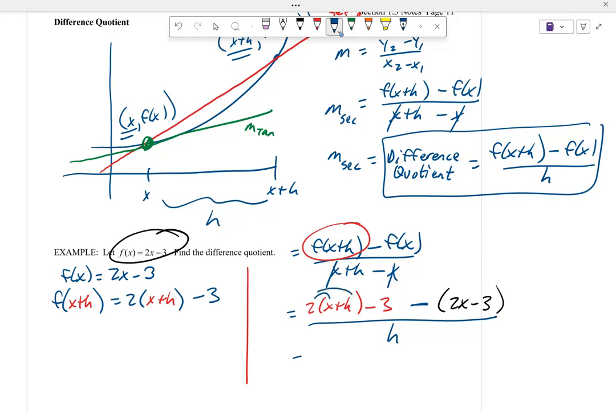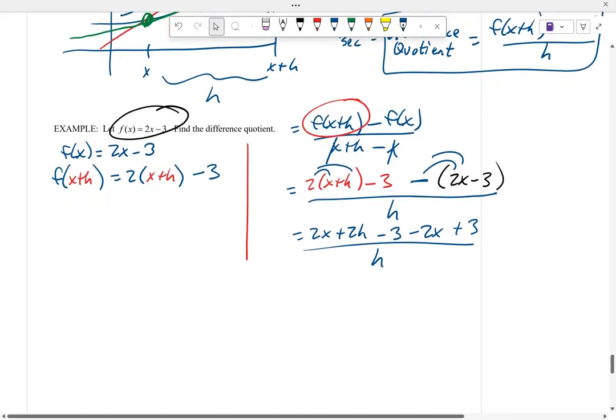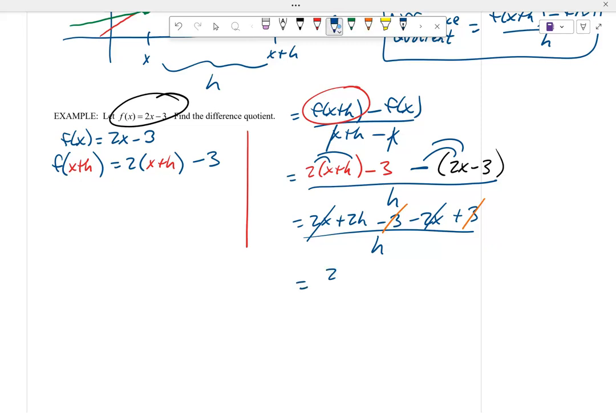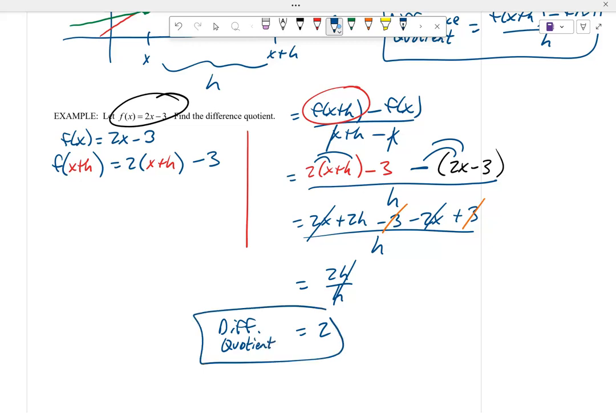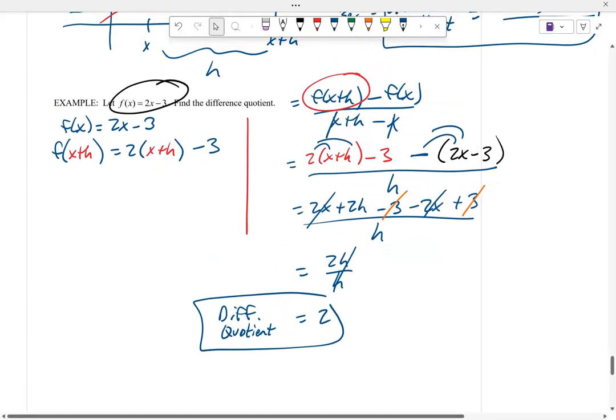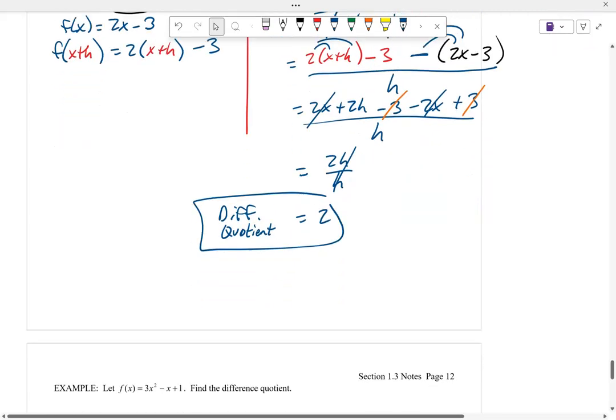And now we're just going to simplify this. So we've got 2x plus 2h minus 3 minus 2x plus 3, all over h. And the idea is you're trying to get that h to cancel on the bottom, but let's go ahead and simplify this. Notice I have 2x minus 2x, that's going to be gone. I have minus 3 plus 3, that's going to be gone. So I'm just left with 2h over h, and my h's are gone. So my difference quotient just ends up being 2. And that's actually telling you the slope of the tangent line for this function, by the way.